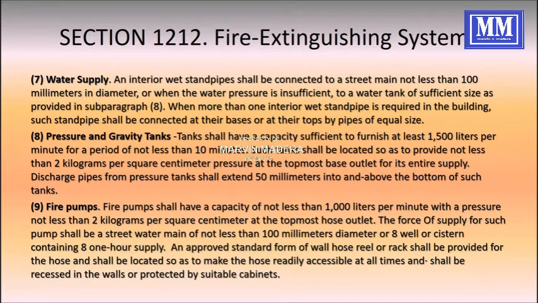Fire pumps shall have a capacity of not less than 1,000 liters per minute at a pressure of not less than 2 kg per square centimeter at the topmost hose outlet. The source of supply for such pumps shall be a street water main of not less than 100 mm diameter or a well or cistern containing an 8-hour supply.